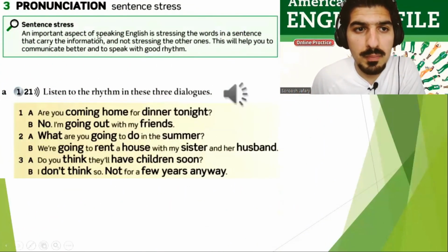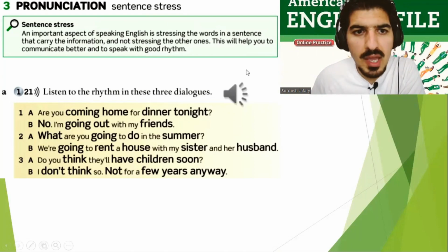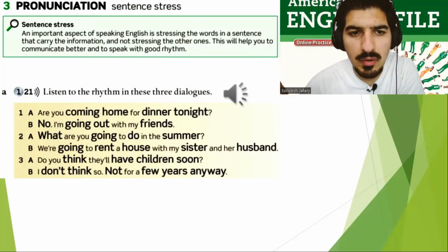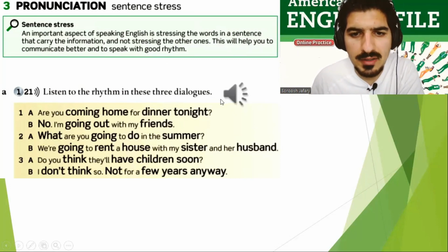You're great. Everyone, part 3. Pronunciation. Sentence stress. Everybody, an important aspect of speaking English is stressing the words in a sentence that carry the information. The important words, yeah? And not stressing the other ones. This will help you to communicate better and to speak with good rhythm, or speak naturally, like an American. Everyone, listen to the rhythm in these 3 dialogues. Listen and practice.